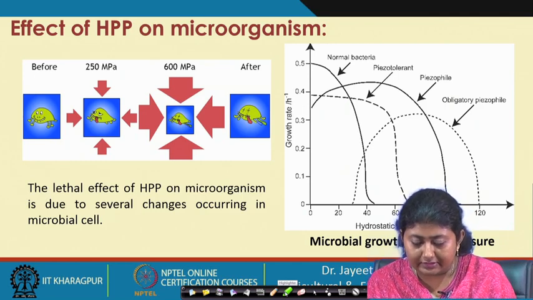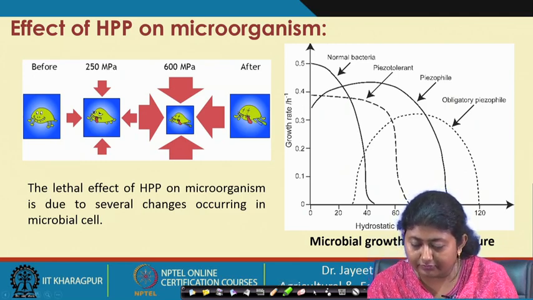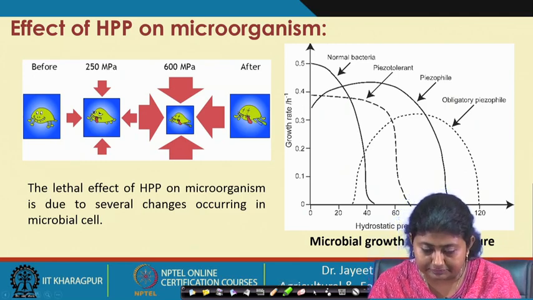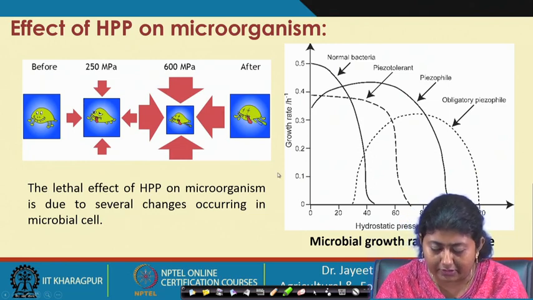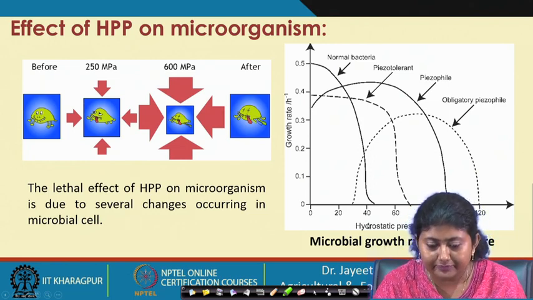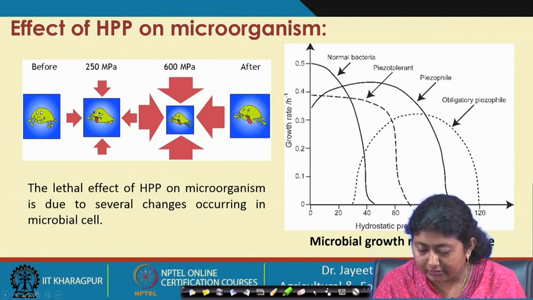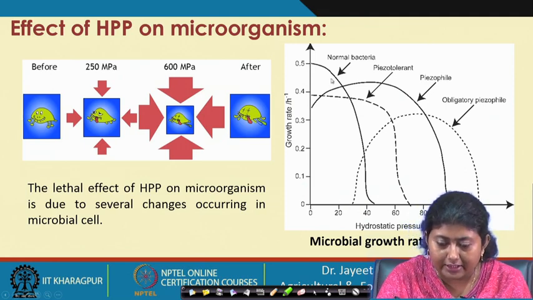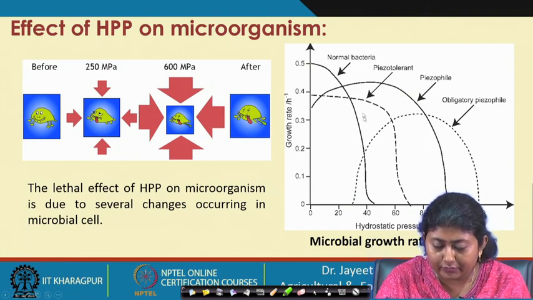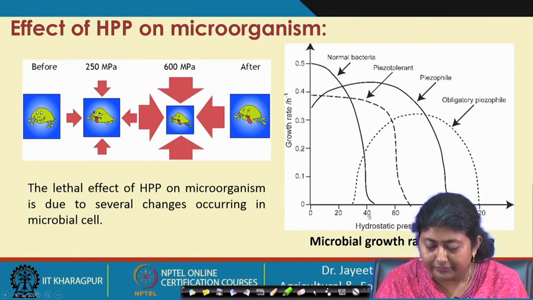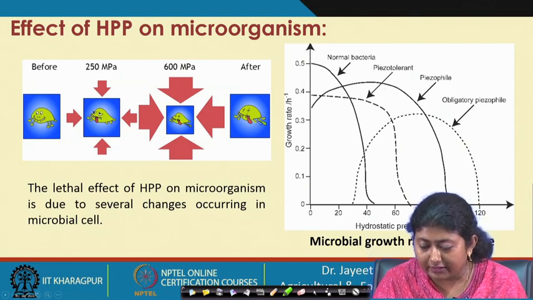If we see the microbial growth rate versus pressure, the growth rate per hour versus pressure, we can see that as we increase the pressure, this is in megapascal, the normal bacteria will be destroyed as we reach a little bit higher than around 40-45. Some bacteria can withstand a little bit of pressure.